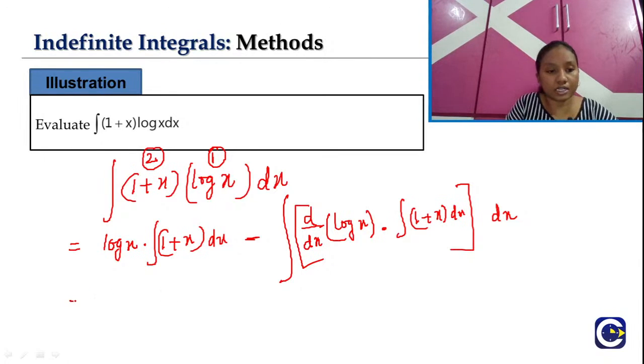So let's simplify it. So log x will remain as it is, and integration of 1 plus x, that will be x plus x square by 2.